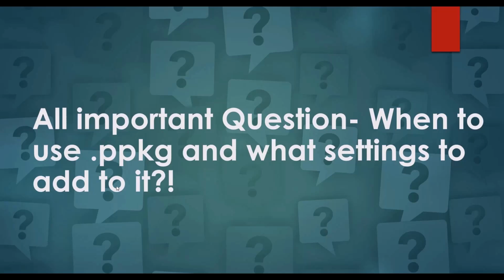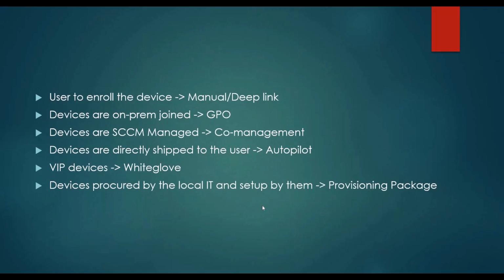So I have put together a list, and this list in a way gives us a reference on first which mode of enrollment should be chosen and when. If we have a device which is going to be enrolled by the end user, then the mode of enrollment over there should be manual enrollment or via deep link. And that is because we wouldn't want to give the provisioning package to the end user, because that is super critical. Now, if the devices are joined to the on-premise domain and we want to enroll them to Intune, then one of the options that we have is using group policy, getting the devices hybrid Azure AD joined and then enrolled to Intune.